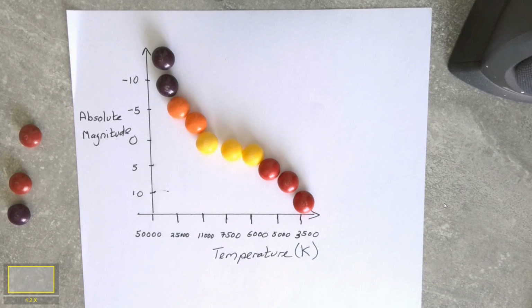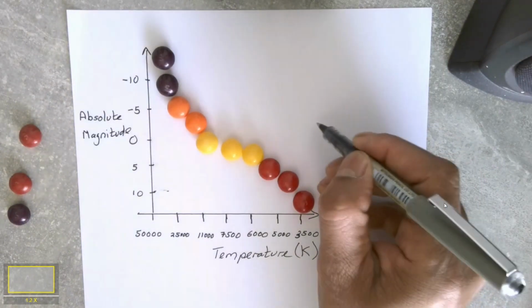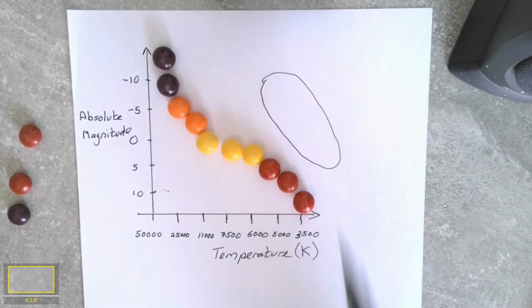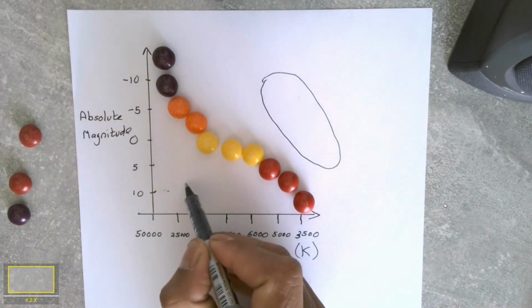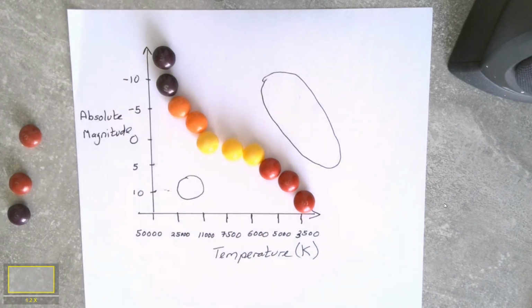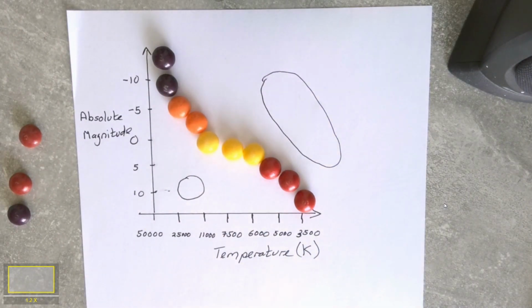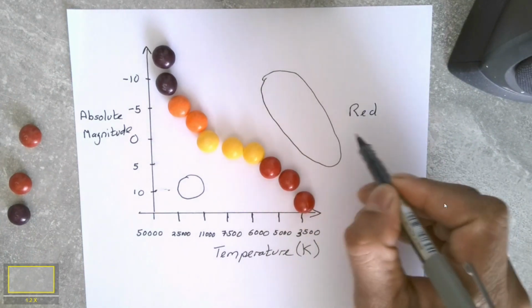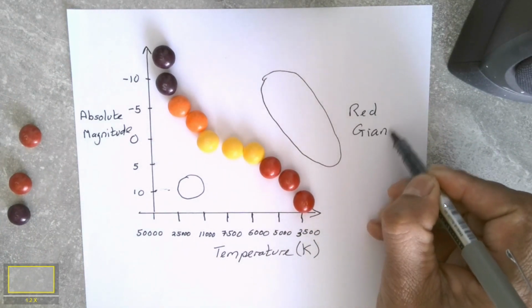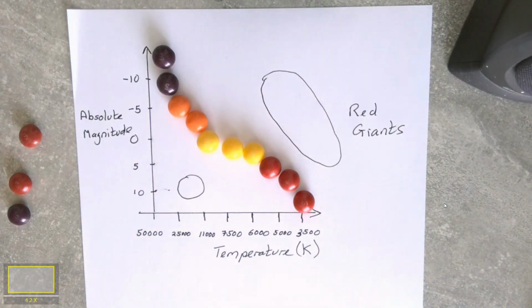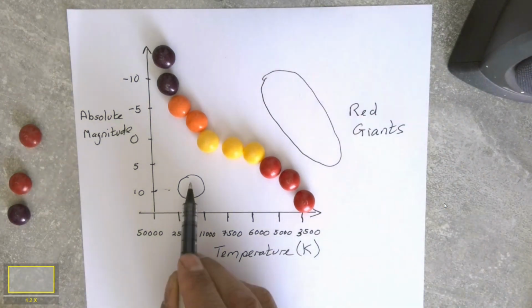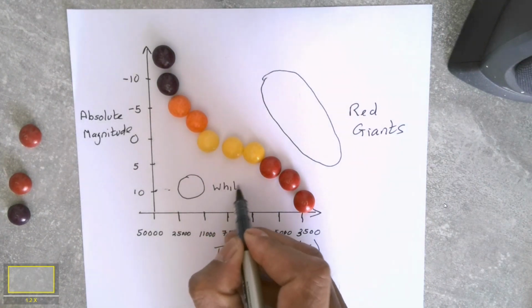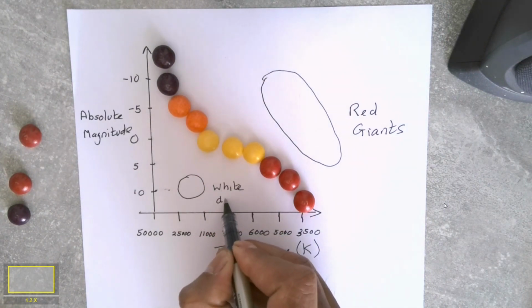But we also have other stars which sit in this region, and we also have stars which sit in that region. The objects that we find that sit in this region here are the red giants, and the objects that we find that sit in this region here would be the white dwarfs.